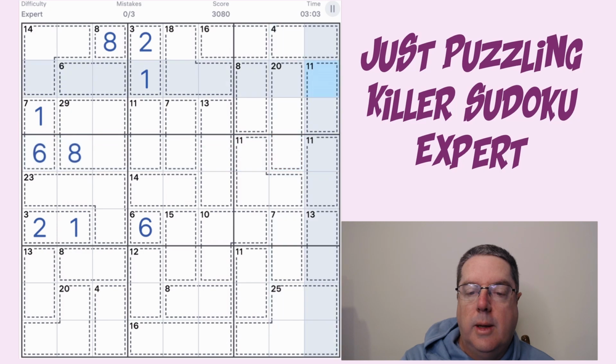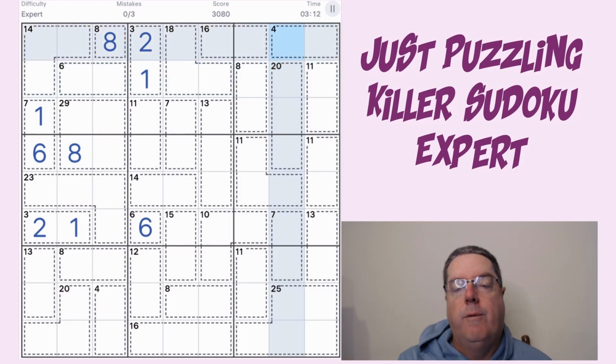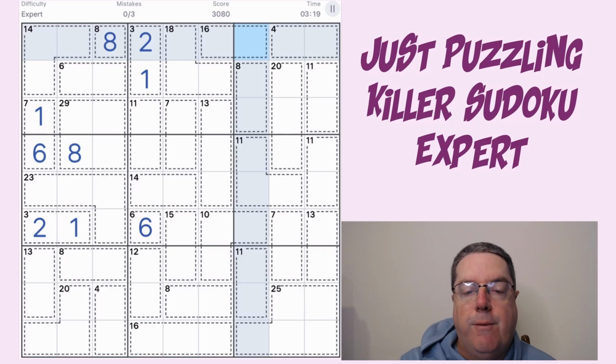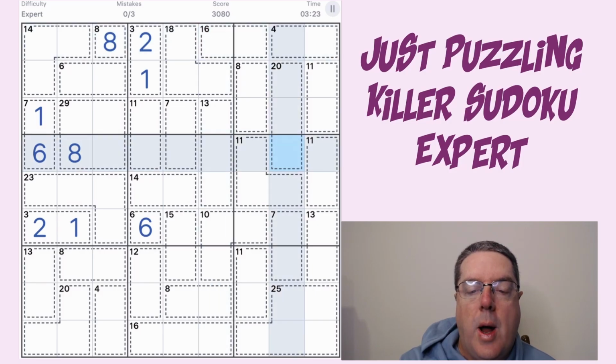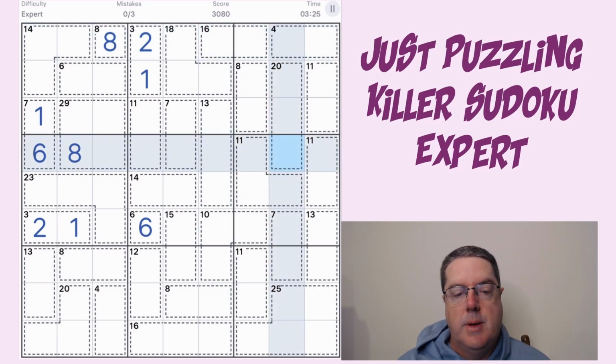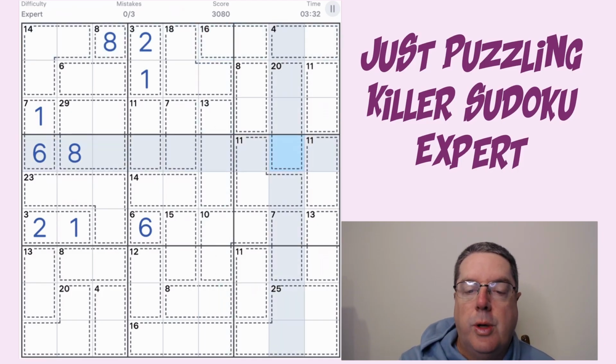So 11 plus 8 is 19, plus 20 is 39, plus 4 is 43, plus 16 is 59. So that's going to be a 14. So this could be 7 and 7 or 9 and 5. Okay. And normally you wouldn't hear me say 7 and 7, but because they're in different rows and columns, it can be.